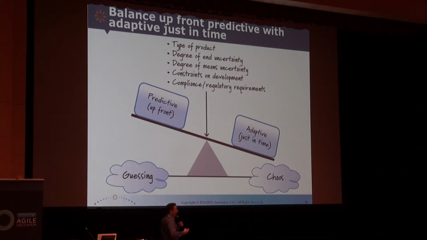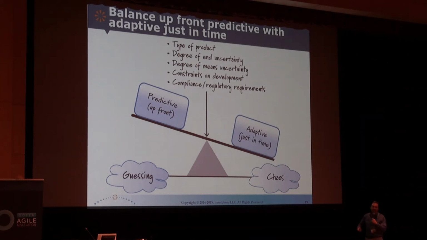Agile is not anti-upfront. That's a misunderstanding. Most people think of a waterfall type approach as a predictive upfront approach. Try to get all those requirements done up front. Try to get the full project plan done up front. All that kind of stuff. Oh, and Agile is all just in time. Don't do any of that stuff up front.